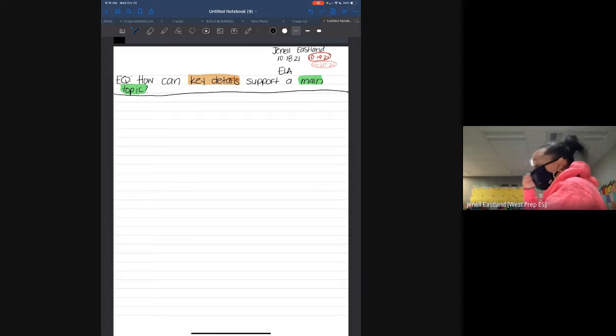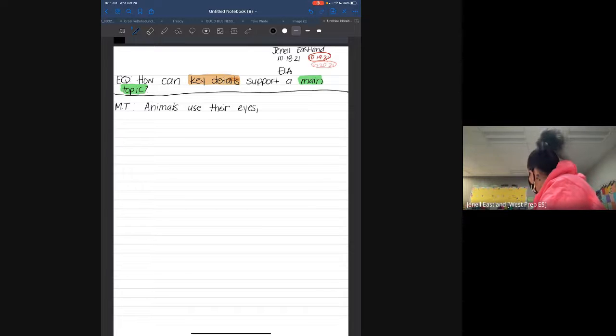So our main topic in this story, and we put that with an MT, was animals use their eyes, ears, feet, mouth, noses, and tails in different ways. And that was our main topic.